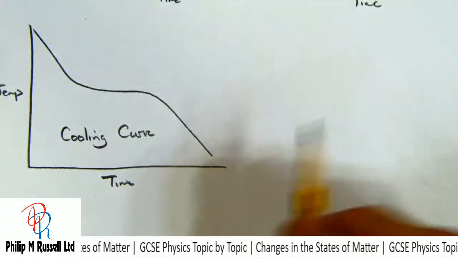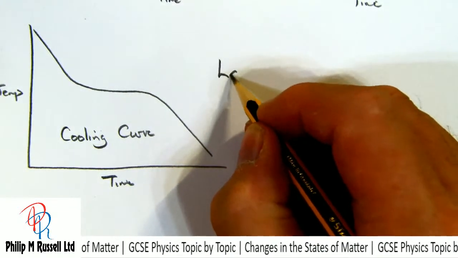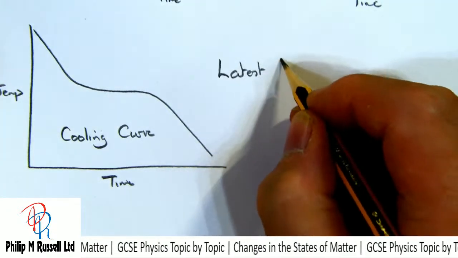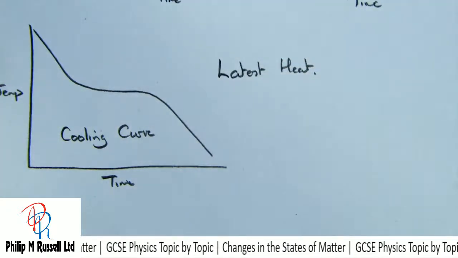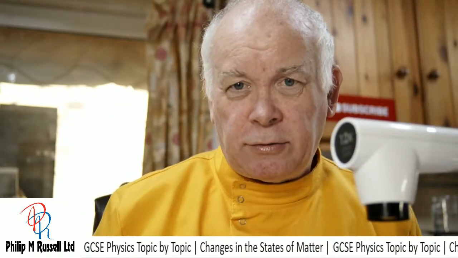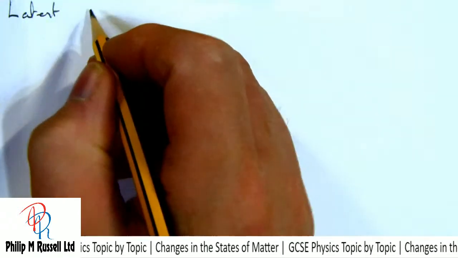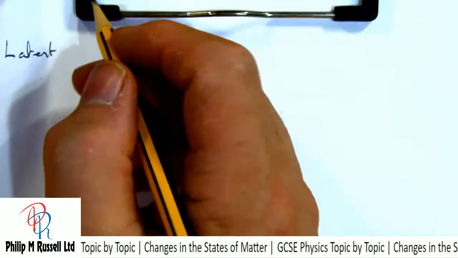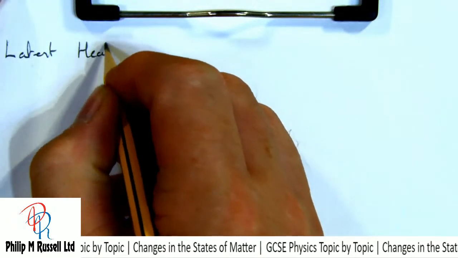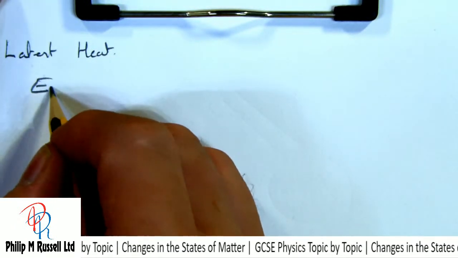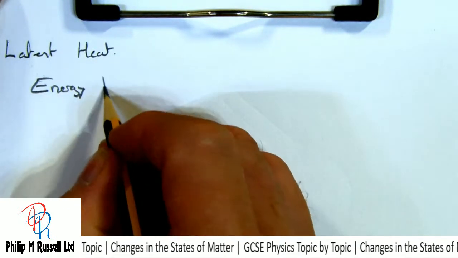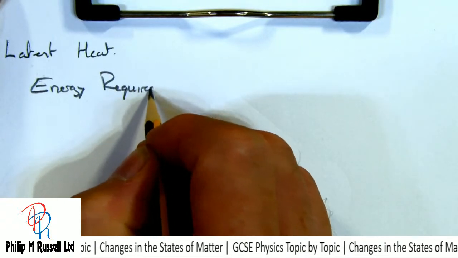Temperature's changing. What do we call this? We call this latent heat. And I suppose what we better do is explain what that is to try and clear things up a little bit. So, latent heat. What is latent heat? So this is, if you like, the energy required to change state.